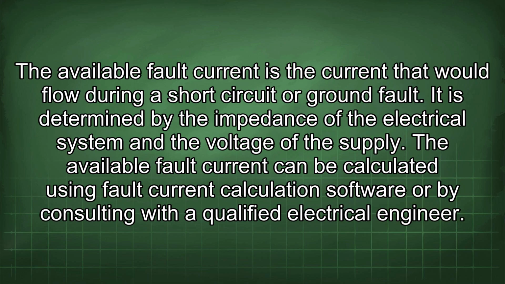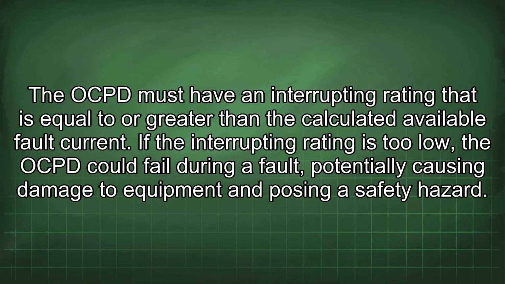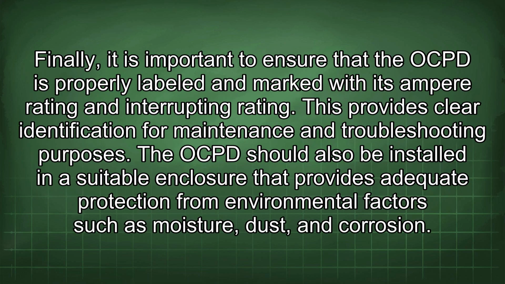The available fault current is the current that would flow during a short circuit or ground fault. It is determined by the impedance of the electrical system and the voltage of the supply. The available fault current can be calculated using fault current calculation software or by consulting with a qualified electrical engineer. The OCPD must have an interrupting rating that is equal to or greater than the calculated available fault current. If the interrupting rating is too low, the OCPD could fail during a fault, potentially causing damage to equipment and posing a safety hazard.